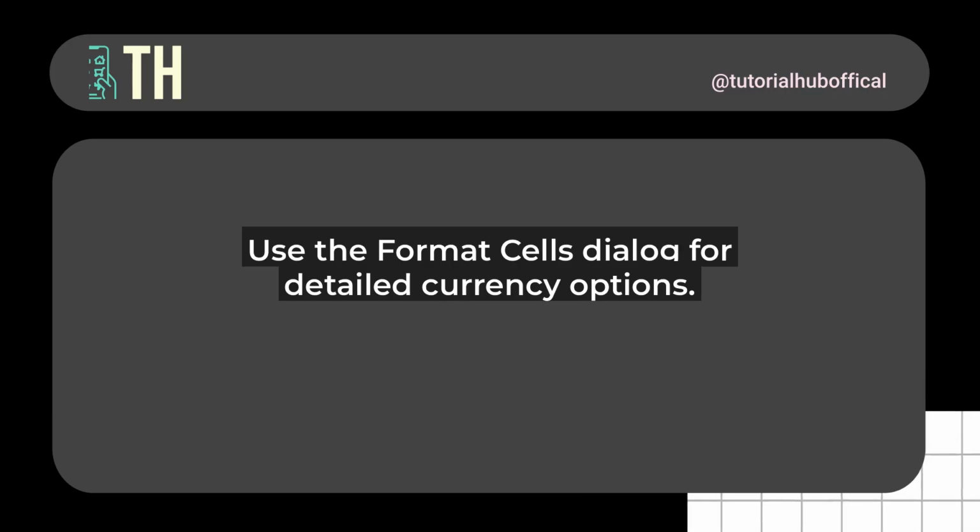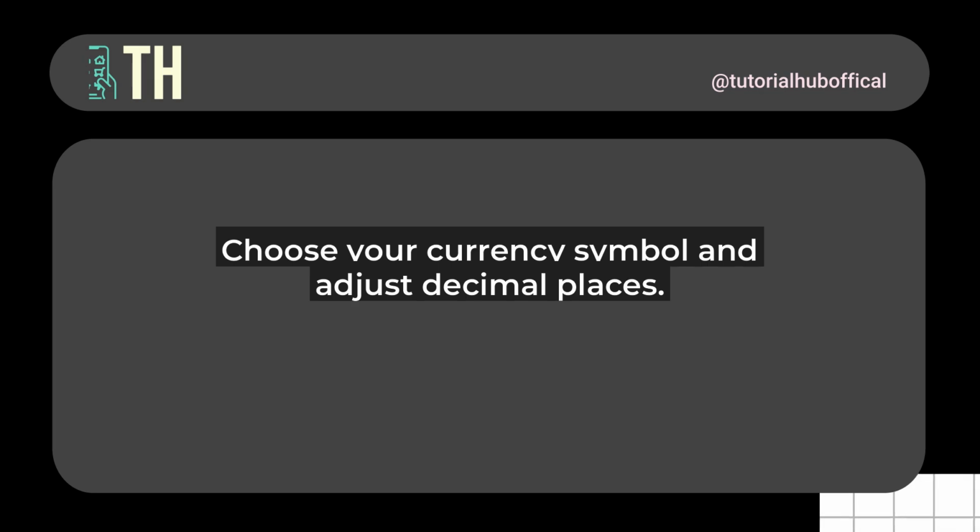In the Symbol drop-down, you can choose your desired currency, like dollars, euros, or yen. Adjust the decimal places if needed. 2 is standard for most currencies, and hit OK. Voila! Your numbers now display with the new currency symbol.